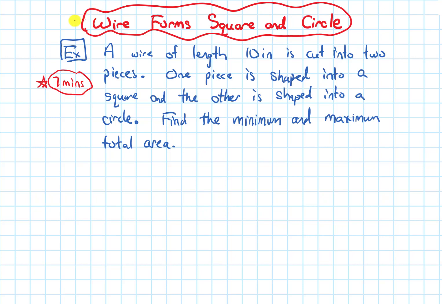In this discussion video, we'll do an optimization problem involving a wire forming a square and a circle. It says a wire of length 10 inches is cut into two pieces. One piece is shaped into a square and the other is shaped into a circle. Find the minimum and maximum total area.